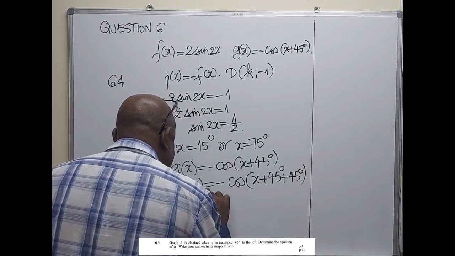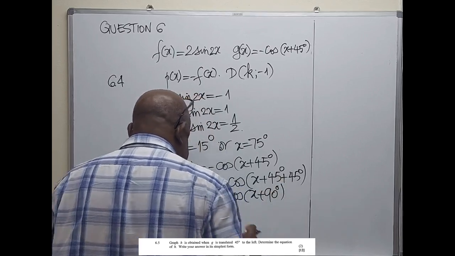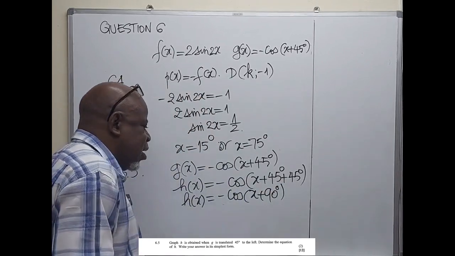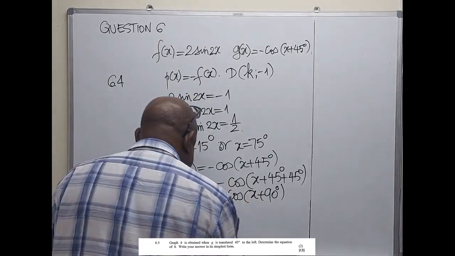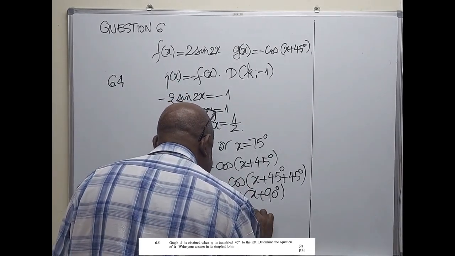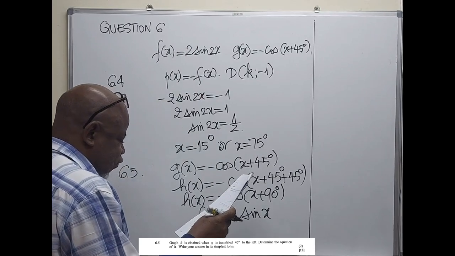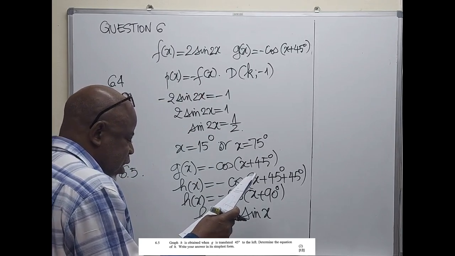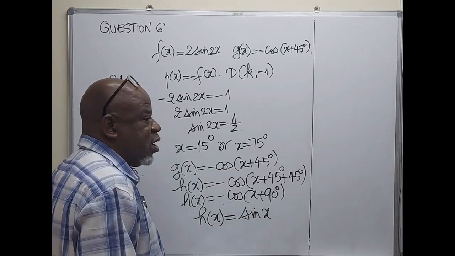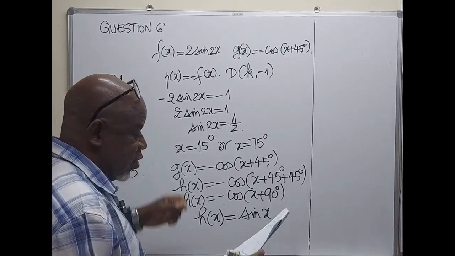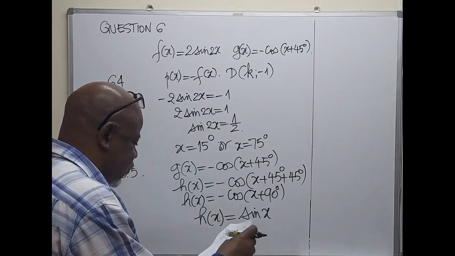So H of x will be equal to negative cosine of x plus 90 degrees. And according to the reduction formula, minus cosine of x plus 90 is going to be equal to sine x. So H of x is equal to sine x. So the equation of H written in its simplest form is H of x is equal to sine x. So we have practically covered question 6. I'm going to clean the board and then we will go to the next question.